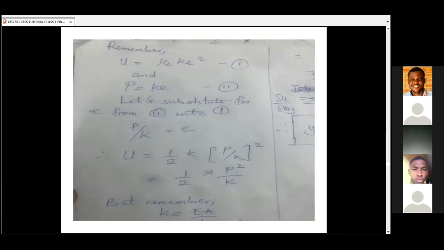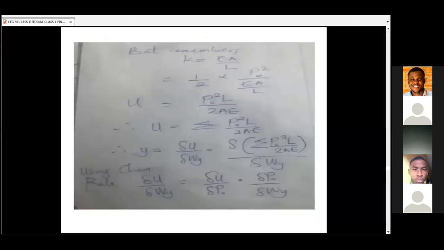Okay? So now, what we need to also remember is that, like I stated earlier, there was a formula I derived that said k equals what? EA over L. So if we now put that into k, we derive that U equals what? P squared L over 2AE.